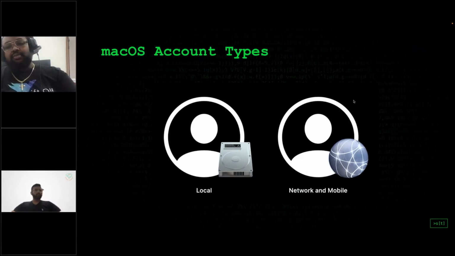All right. So there are three types of accounts on macOS. You have your local accounts, which is your standard account. You log in with a username and password. Everybody should be familiar with that. But the two that some people might not be familiar with are network and mobile accounts. So I'm going to explain the differences between those now.